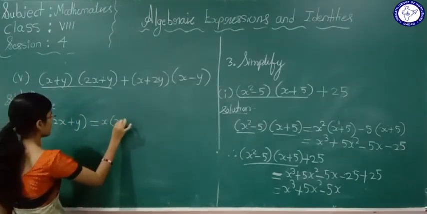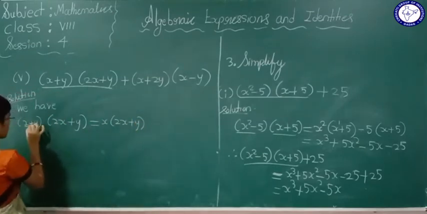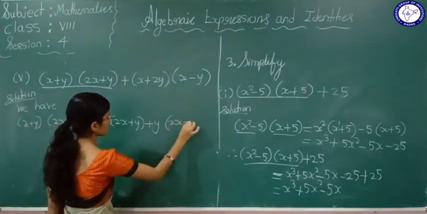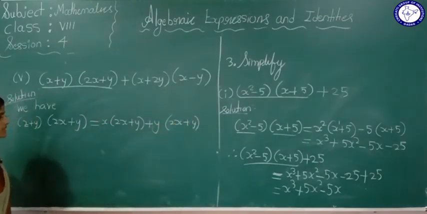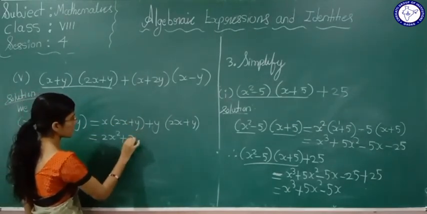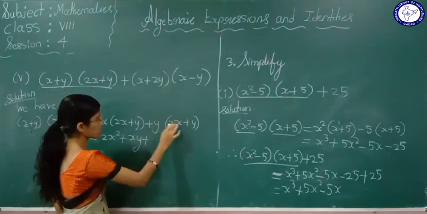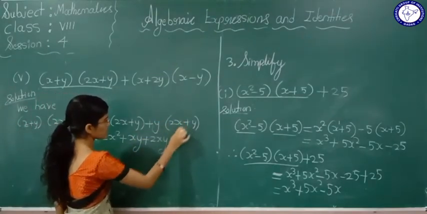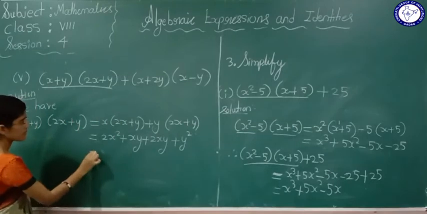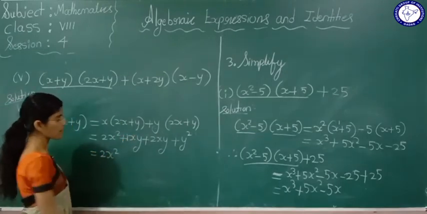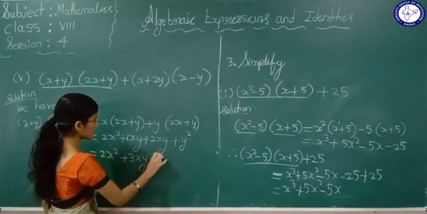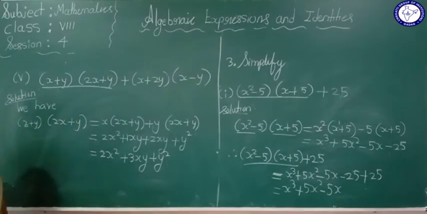x multiplied by 2x plus y, the plus y is there, plus y multiplied by 2x plus y. Now simplify this. x into 2x is 2x square, plus x into y is xy, plus y into 2x is 2xy, plus y into y is y square. So what will it become? 2x square. Like terms can be added in mathematics. Plus 1 plus 2 is plus 3xy, plus y square. So this is about this part.